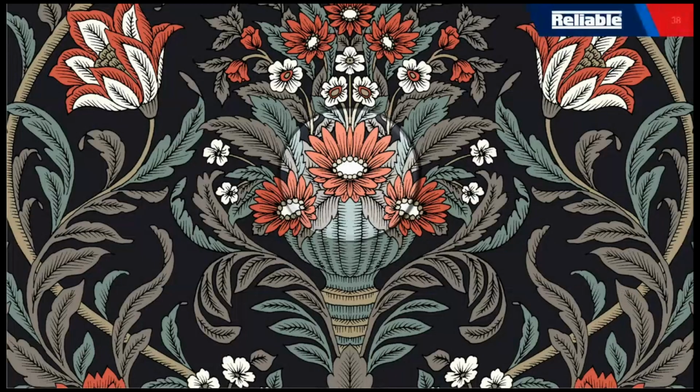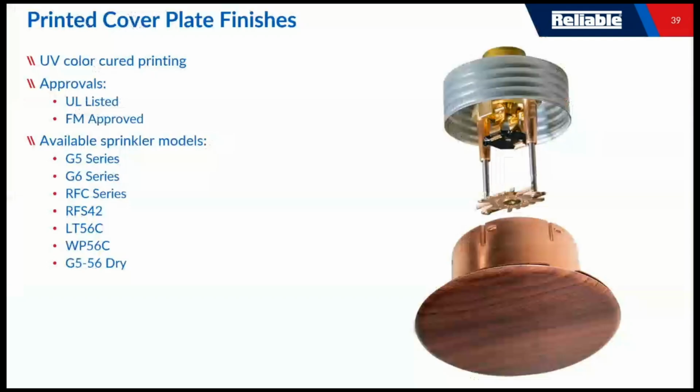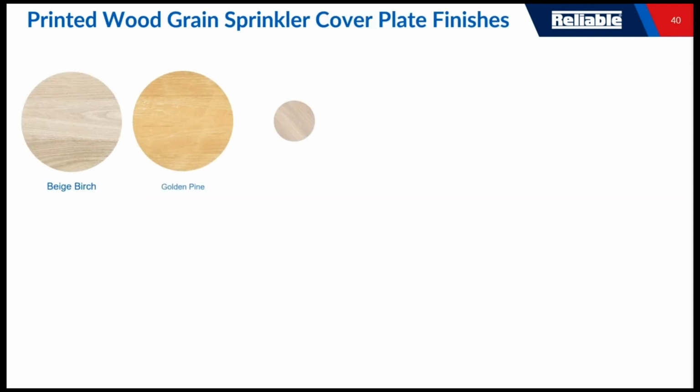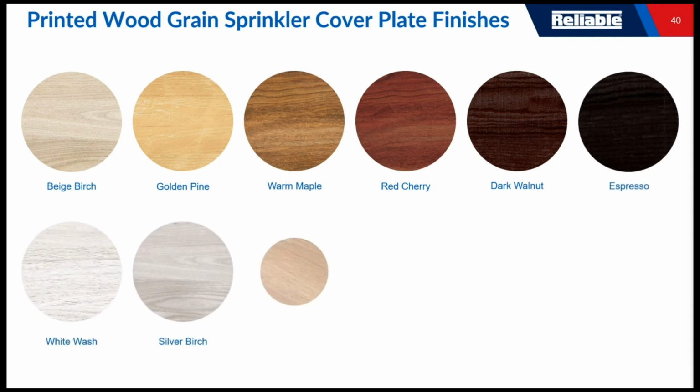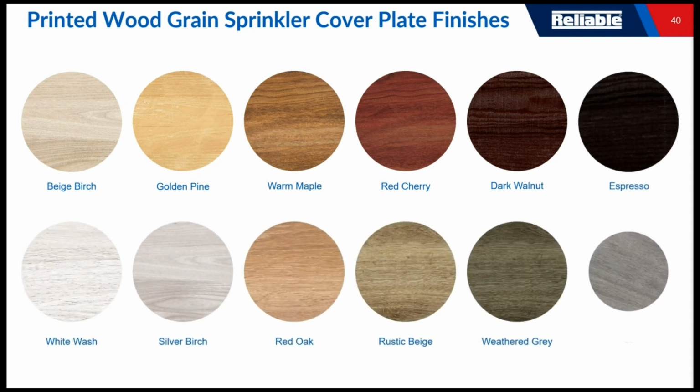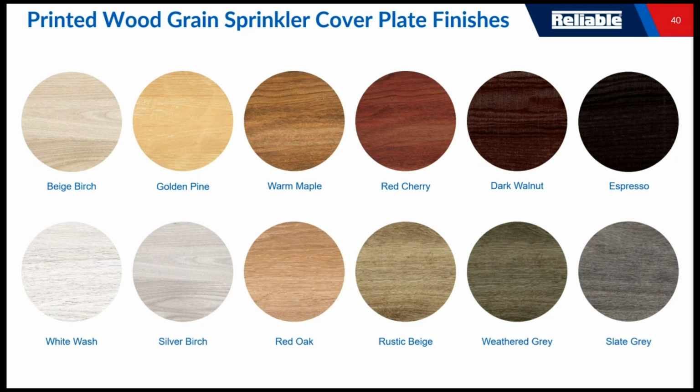I mentioned sidewalls before. Sidewalls get a little complicated because a lot of times we deal with wallpaper. So we have the ability to print that wallpaper pattern directly onto the plate. And if you take a look at the amount of sprinklers that we can offer these products on, we have a significant amount. All of our flat plate concealed products have these plates available. A big focus of the printed plate line was basically getting wood grain finishes, and we selected 12 wood grain finishes that are readily available anytime. Just call us up and order them, and you're in good shape.